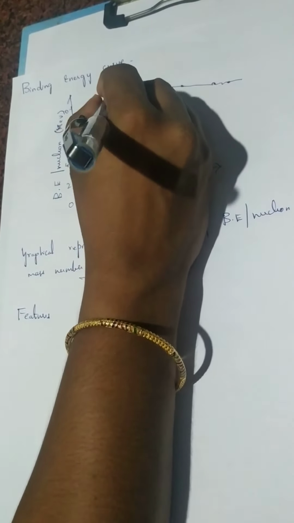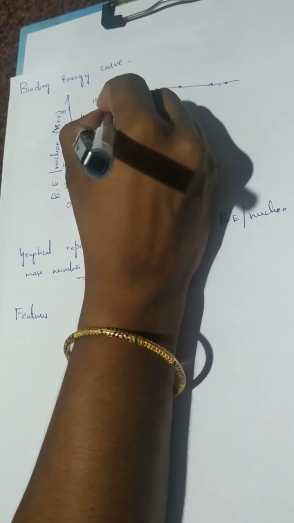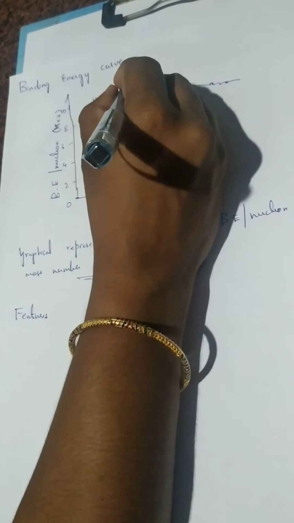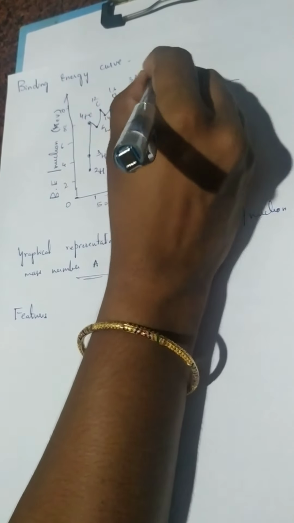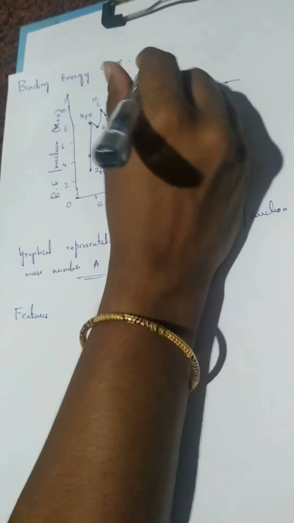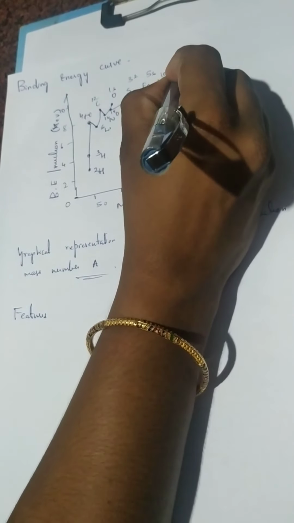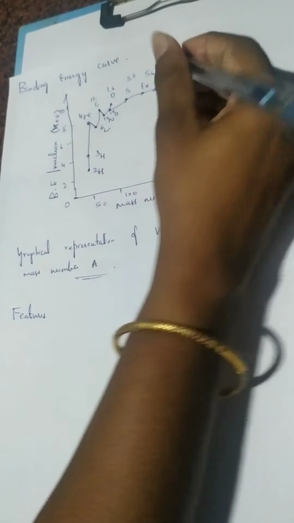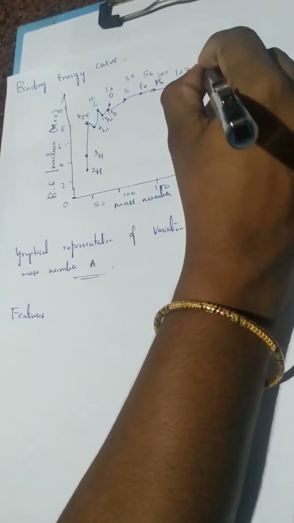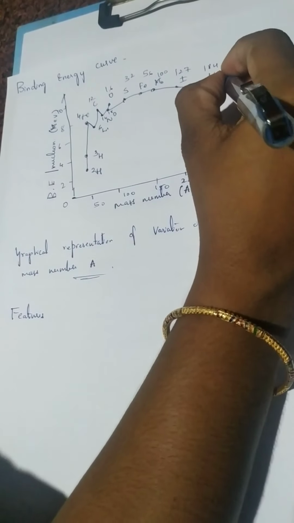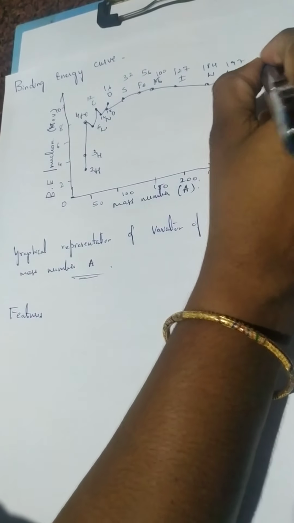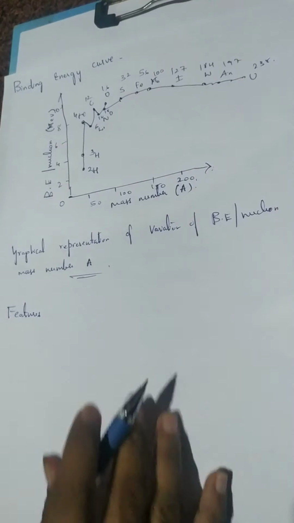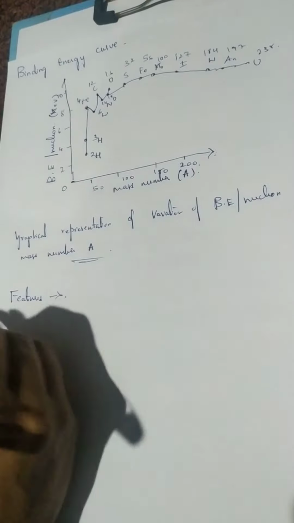Nitrogen 14, O16 and O18, that is oxygen, sulfur 32, iron 56, molybdenum 100, and iodine 127, 984, 197, and uranium 238. Okay, this is my rough sketch. So let us see the features of the binding energy curve.